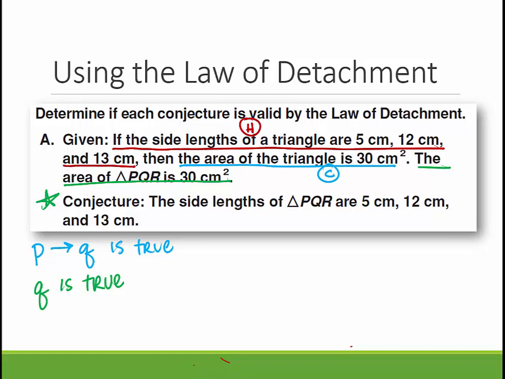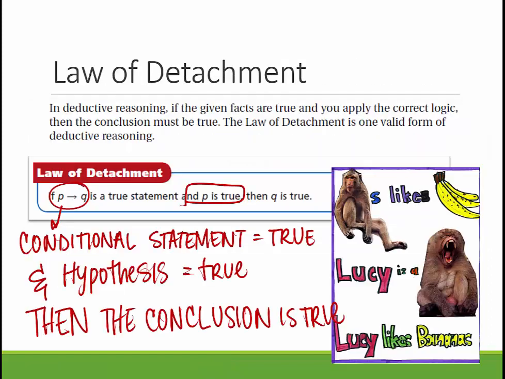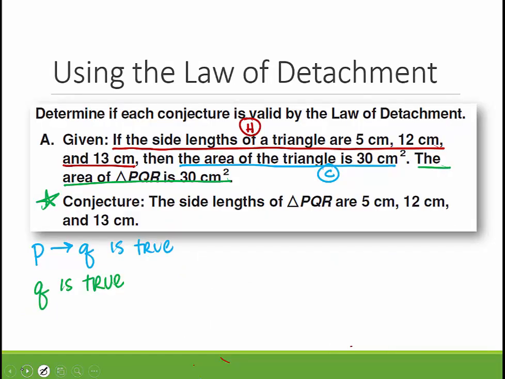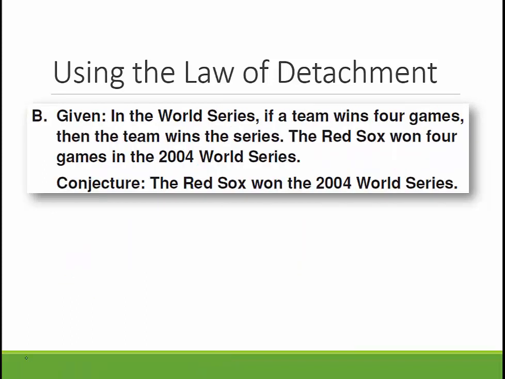This does not follow the law of detachment because it says if P, then Q is true. We have that down. And P is true. In this case, they gave us that Q is true. They told us that the conclusion is true. And just because the conclusion is true doesn't mean that we can work backwards and say that the hypothesis is true. So this is false. There are plenty of sides of a triangle that will give us an area of 30 centimeters squared. So let's try another one.